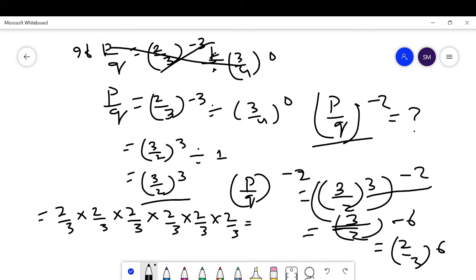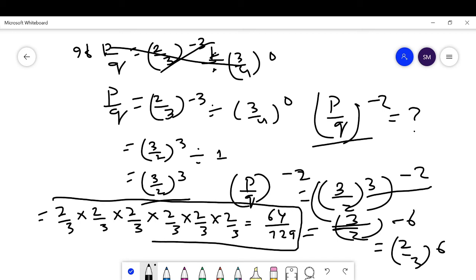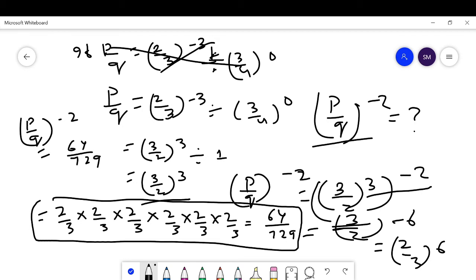In the numerator, 2 2s are 4, 4 2s are 8, 8 2s are 16, 16 2s are 32, 32 2s are 64. In the denominator, 3 3s are 9, 9 3s are 27, 27 3s are 81, 81 3s are 243, 243 3s are 729. Finally we get the answer, this is 64/729. Finally we get the answer: (p/q)^(-2) is equal to 64/729.